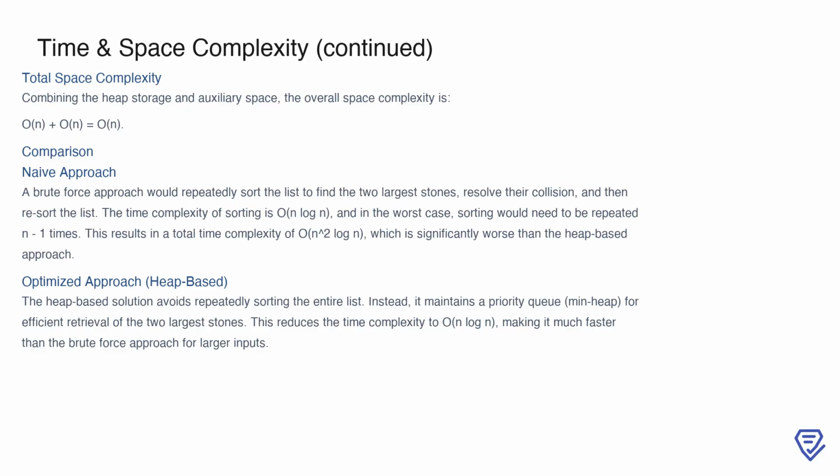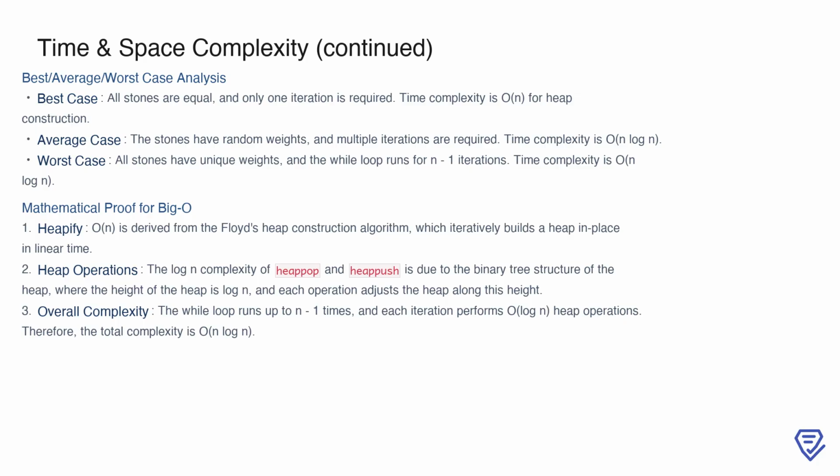By using a priority queue, we avoid repeatedly sorting the list and instead perform log n operations for each removal or insertion. This optimization reduces the overall time complexity to n log n, making the heap-based solution much more suitable for larger datasets. Analyzing the best, average, and worst cases of this solution provides additional insight.